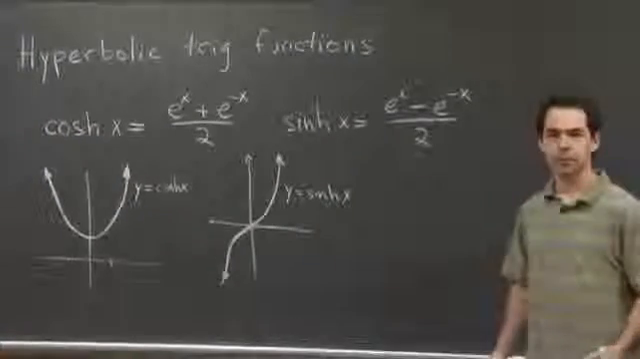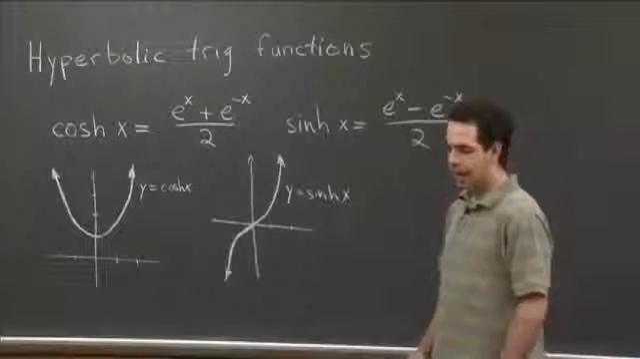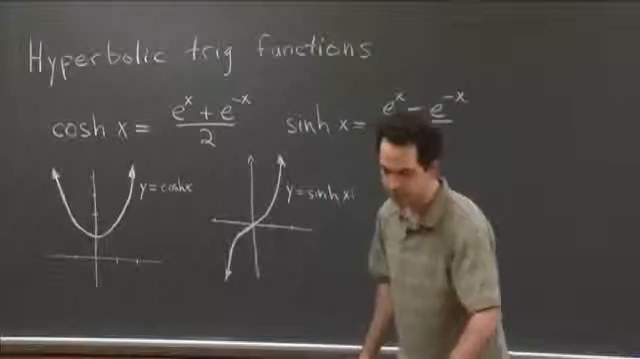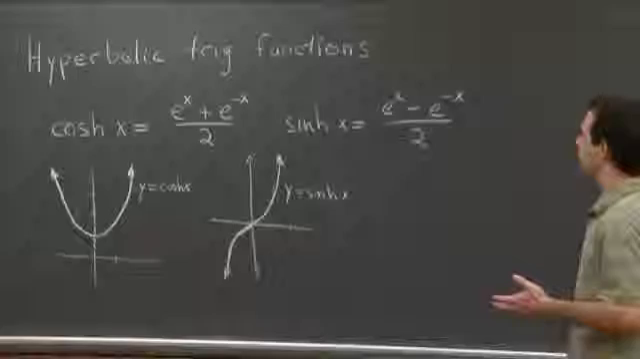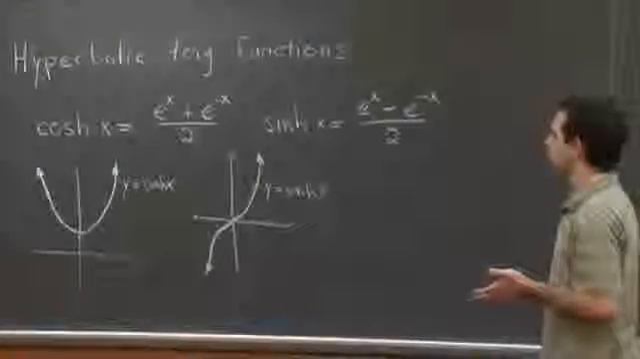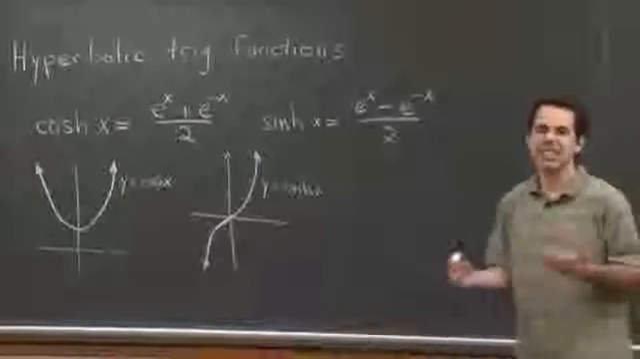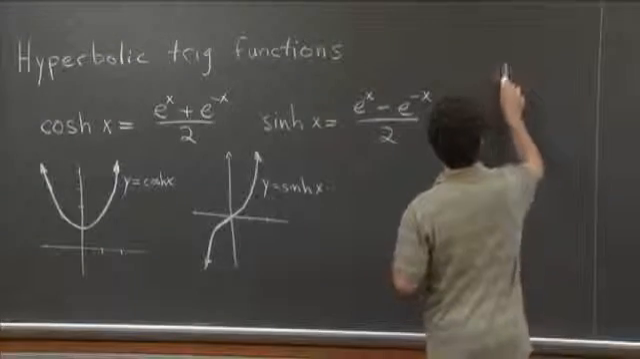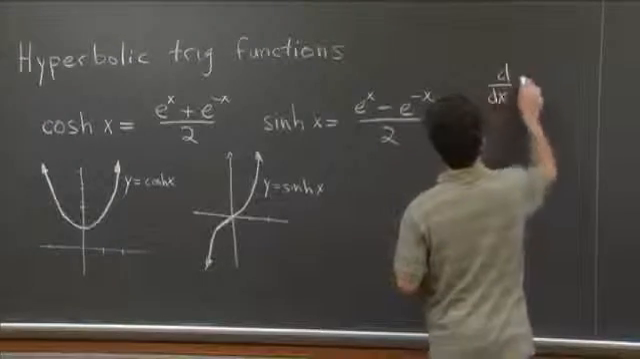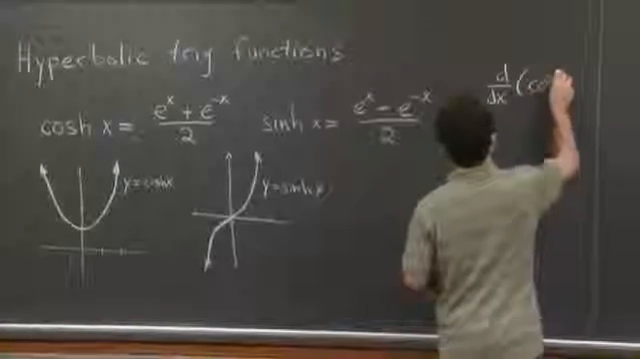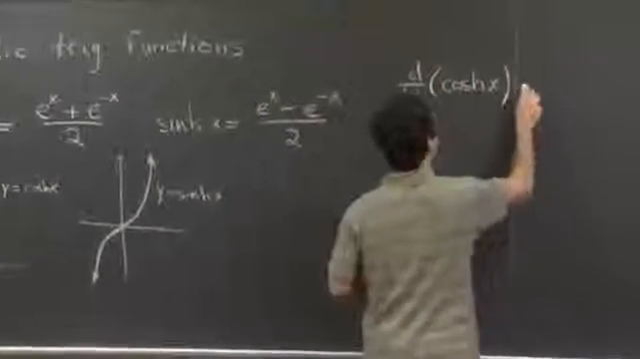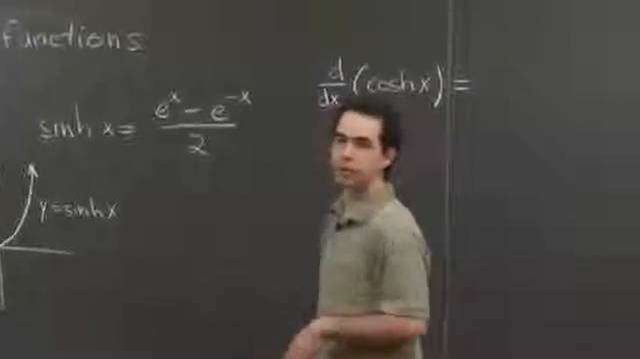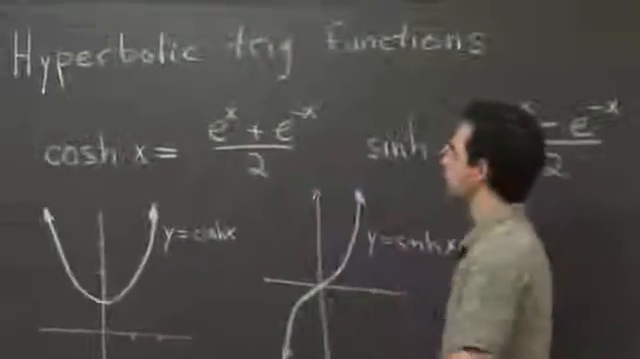They have some nice properties, and let me talk about them. For example, one nice thing you might notice about these functions is that it's easy to compute their derivatives. If we look at d dx of cosh x, in order to compute that, just look at the definition of cosh.